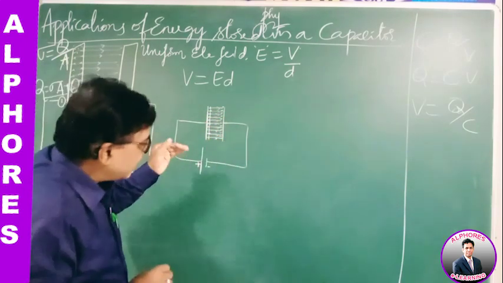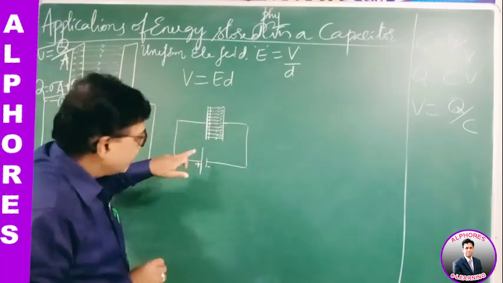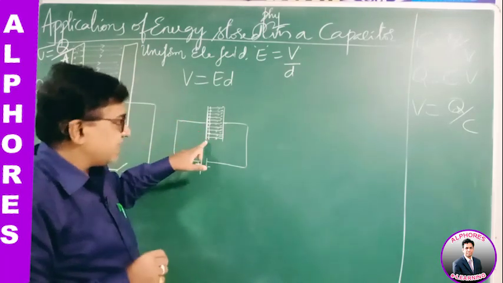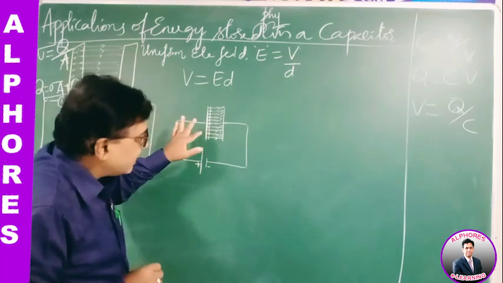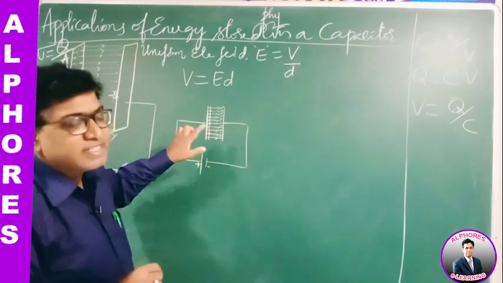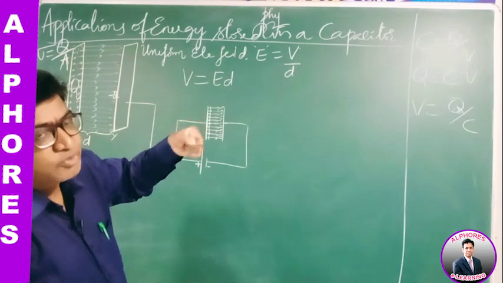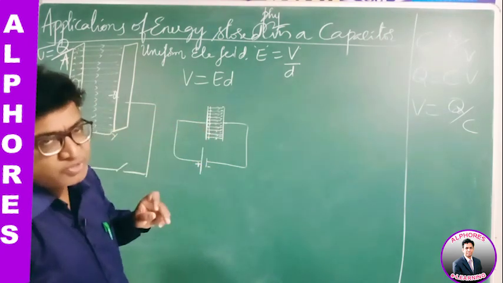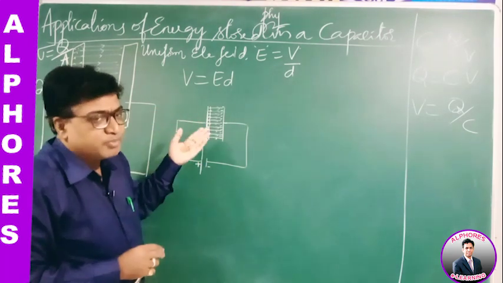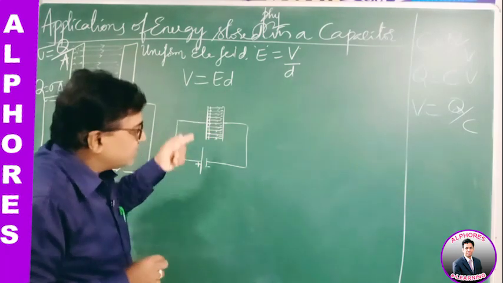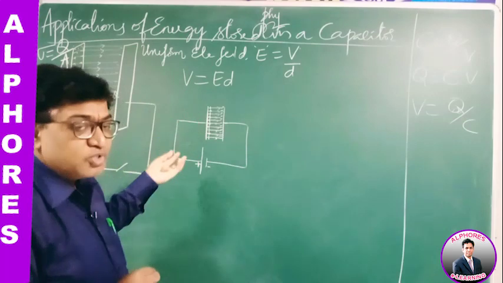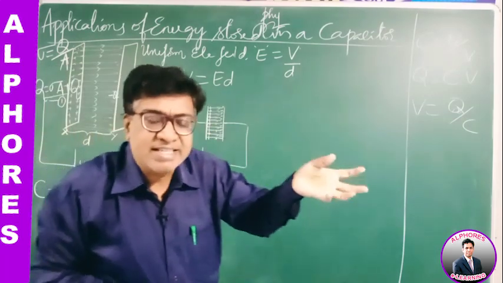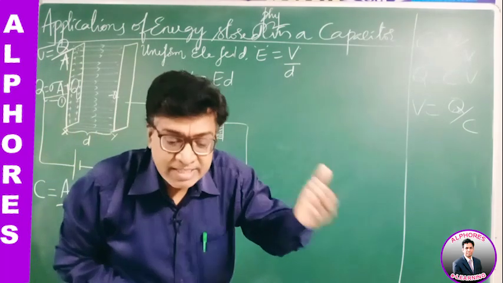So what happens in the process of charging: when the first charge is produced and I am putting the next charge, the first charge already existing will oppose it. So the battery needs to do work to overcome that opposition. To give the charge, it has to do work. Then to put further charge, the already existing charge will oppose, so that way the work is being done.